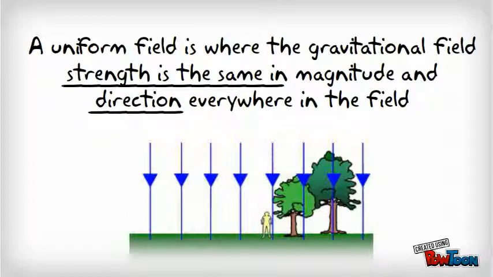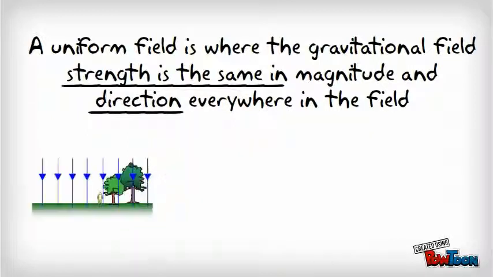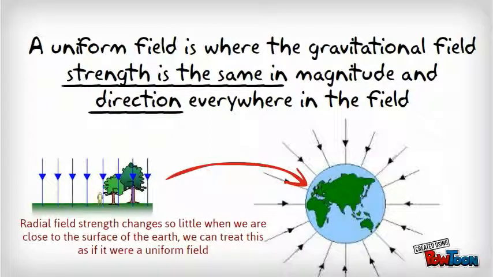In practice, we don't get uniform fields, but it's useful for certain calculations to assume this. For example, the gravitational field around the Earth we know is a radial field, but if we are just moving short distances above the surface of the Earth, the radial field will change so little that we can say that it behaves approximately like a uniform field, and that's useful when we're doing calculations.